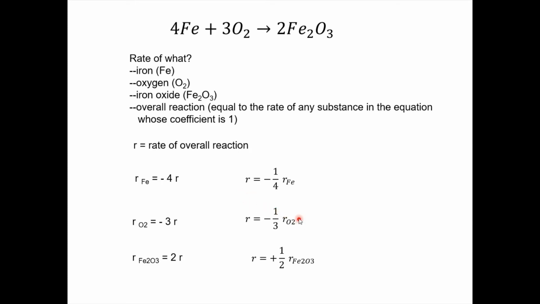Or if I had the rate of the O2, I would multiply that by negative 1/3, and that would give me the rate of the overall reaction. Or if I didn't have those two, but I had the rate of the Fe2O3, I would just multiply it by a half, and that would give me the rate of the overall reaction. All of these three R's should be the same number.